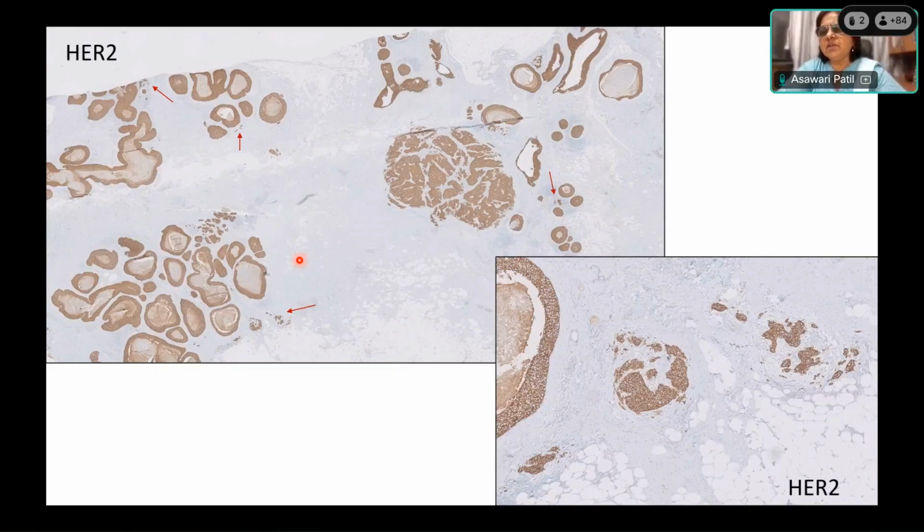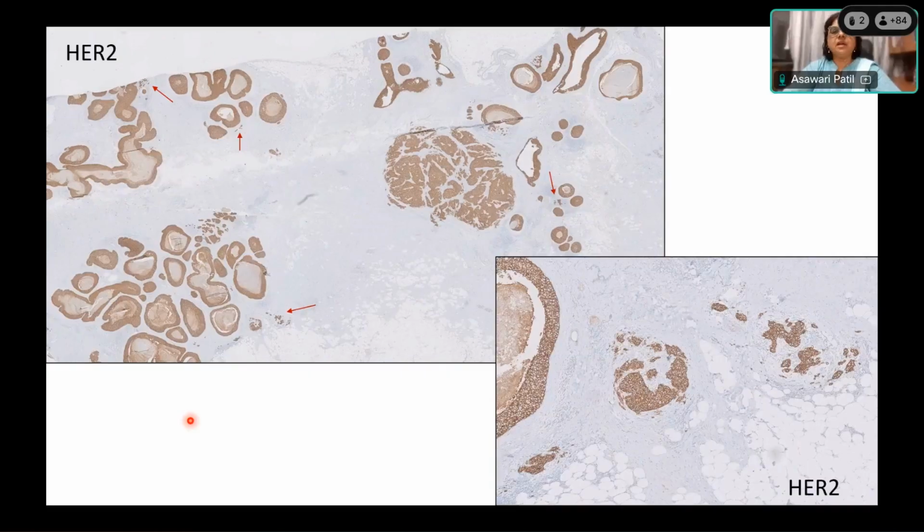Yes, Kajal, you wanted to say something? Yes, ma'am. In this case, in the core biopsy, this focus was less than 1 mm. So in such cases, do we need to take serial sections to check? In biopsies, it's not necessary.